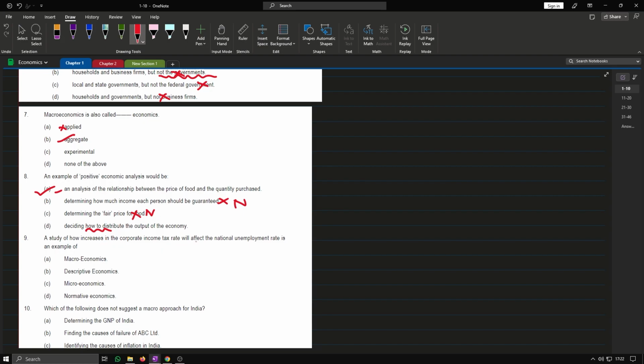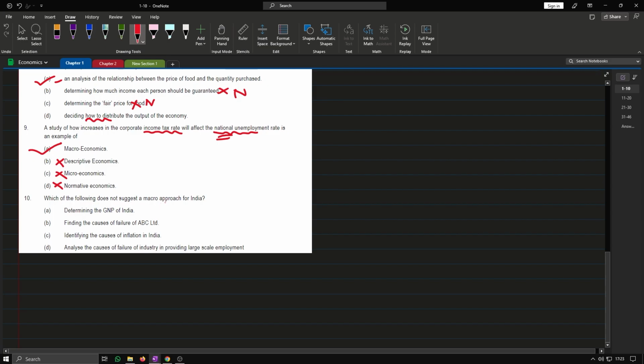A study of how increases in the corporate income tax rate will affect national unemployment rate is an example of dash. So what is this a study of? Is it macroeconomics, descriptive economics, microeconomics, or normative economics? So it's not descriptive economics. It's not micro because it's a national level, right? So it's not micro either. Is it normative? No, it's merely a comparison. So it's not normative. So it is macroeconomics. It is nationwide macroeconomics.